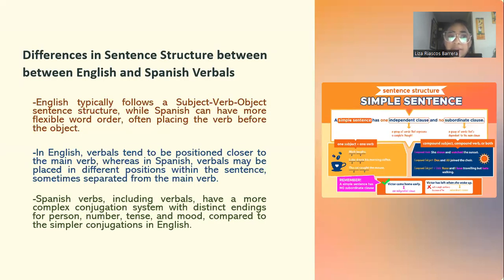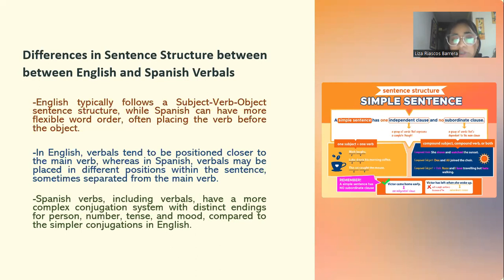About the differences in sentence structure between English and Spanish verbals. First, English typically follows a subject-verb-object sentence structure, while Spanish can have a more flexible order, often placing the verbs before the object.